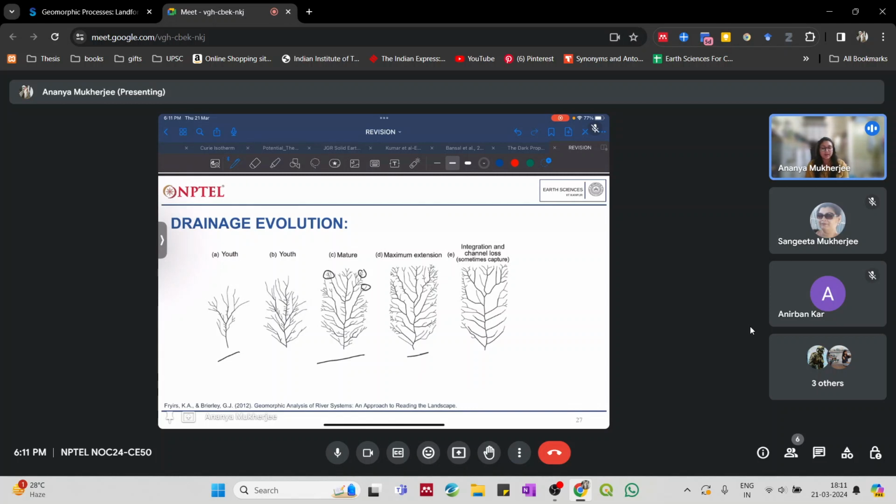And then this is the maximum extension that is reached by the river basin or the river which is causing the drainage pattern. And with time and with decreased flow to certain streams, some streams are lost, and sometimes due to diversion or changes in the direction of the flow, some streams come together and join a bigger stream than it was before.